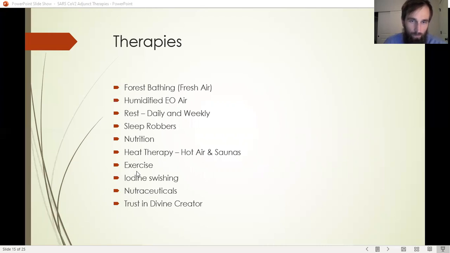So, talking about the nutraceuticals, there are 4 main nutraceuticals that are important. There are more that are important, but the 4 that we have time to briefly mention: vitamin D, zinc, quercetin, and vitamin C. Those are the 4. We are not going to look at studies on all 4. We're just going to look at this one study on vitamin D.